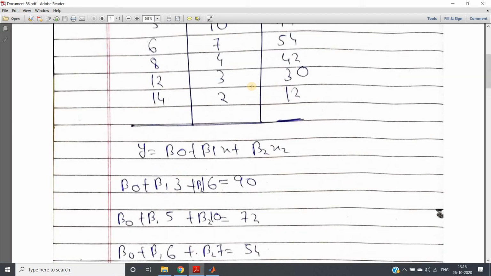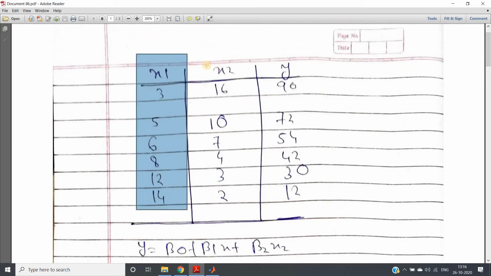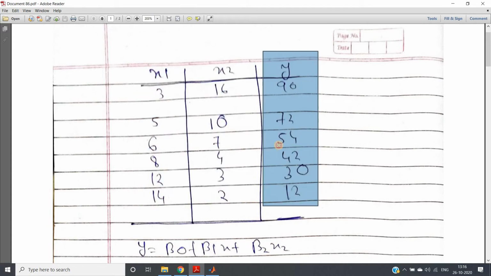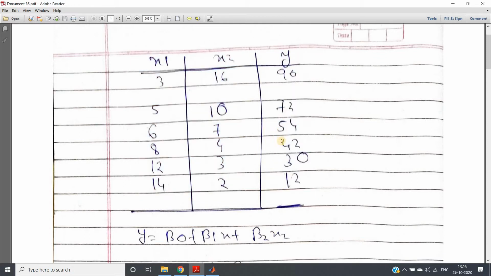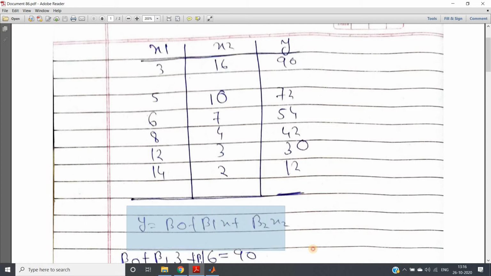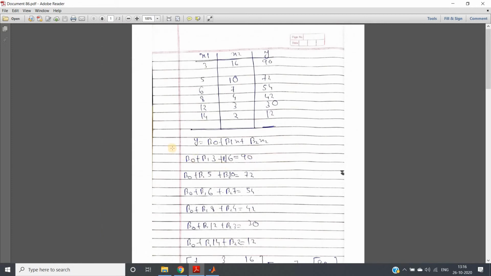So here is my small data set: x1, x2 and y. This x1 and x2 are my input features, y is my output feature. So obviously the multiple linear regression model, you will say y equals beta naught plus beta 1 x1, that is the first feature, plus beta 2 x2, right? So we will put all the values and create a set of linear equations. Like here, beta naught plus beta 1 into 3, since the first x1 value is 3, plus beta 2 into 16 equals 90.